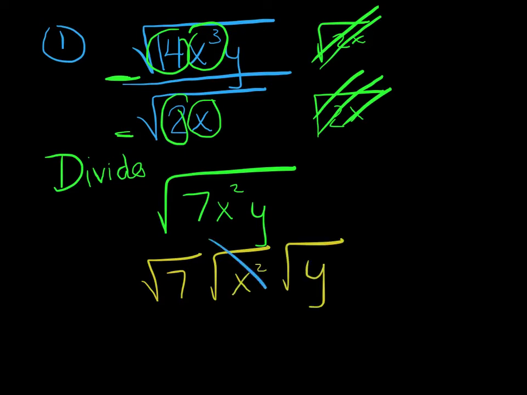And then lastly, I can cancel these. And my answer is just x radical 7y. Do you see how nice that was? And again, I didn't have to do this because I don't have a conjugate. I don't have that plus or minus sign.